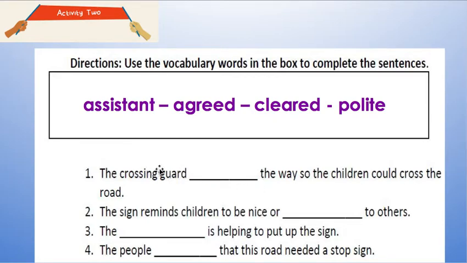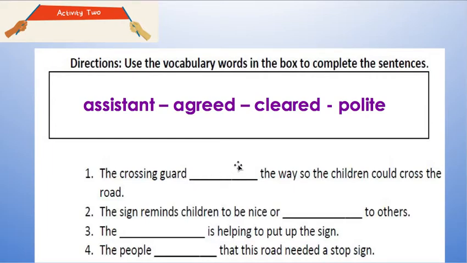What did the crossing guard? Crossing guard, we can say, is like a policeman who's trying to guard the road, trying to keep the road safe. So what is he doing to keep the children safe to cross the road? Is he assisting the way so the children could cross the road? Is he agreed the way the children could cross the road? Or did he clear the way so the children could cross the road? Or did he polite the way so the children could cross the road? Excellent, very creative person. So they cleared.